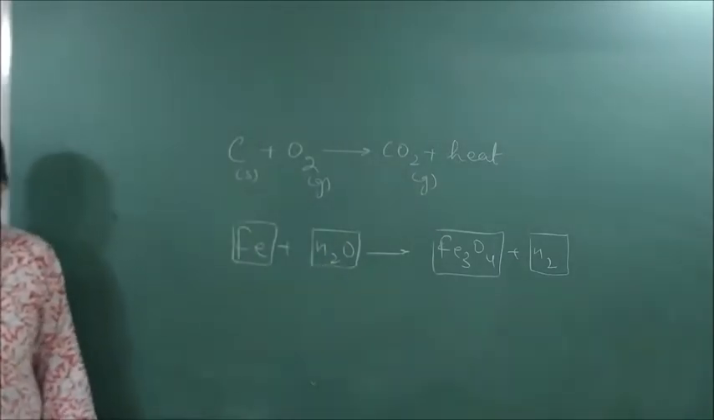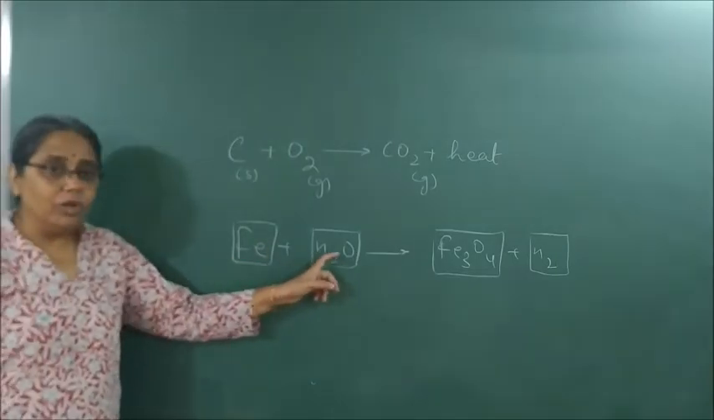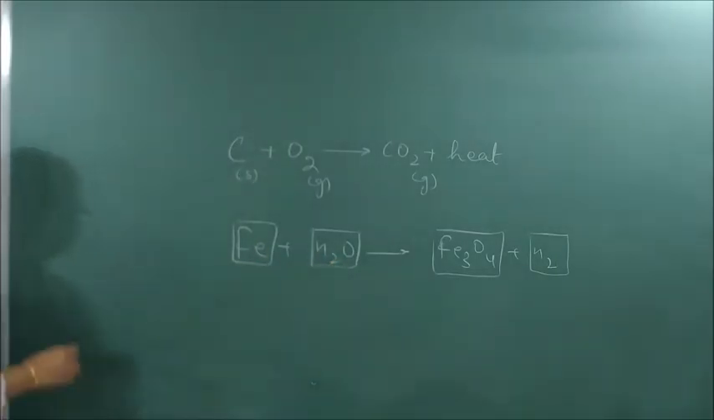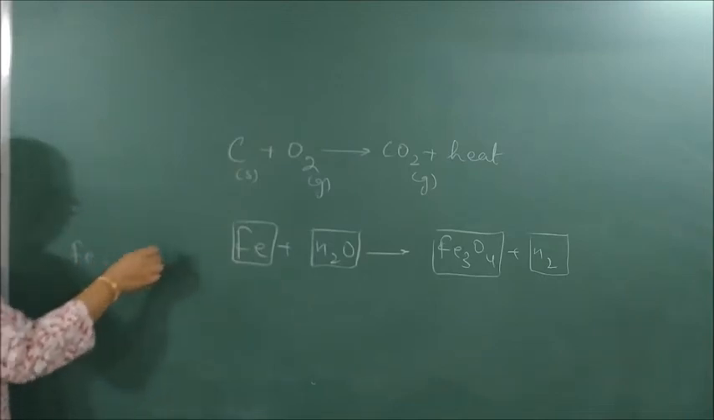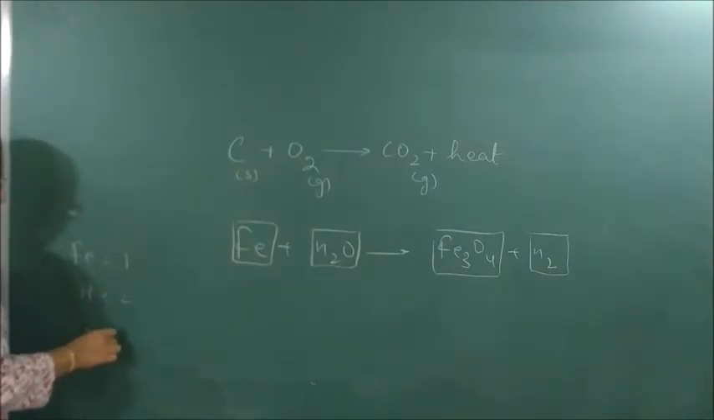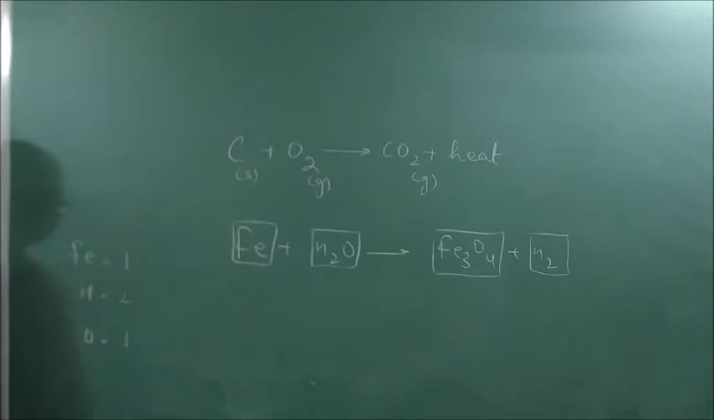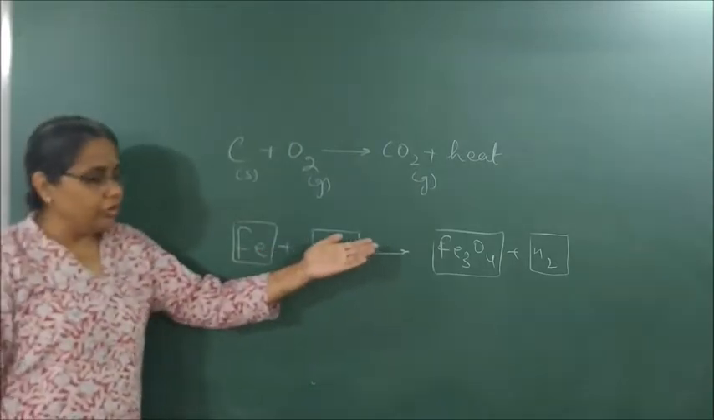Then what do I do? I make a table containing the elements present. So I write what are my elements present? Fe, hydrogen and oxygen. Fine? How many Fe's are present here? 1. How many hydrogen? 2. How many oxygen? 1. Whichever is most, I will start balancing that first. So both hydrogens are balanced.